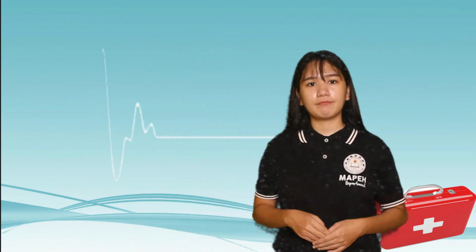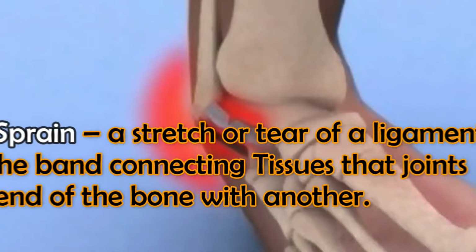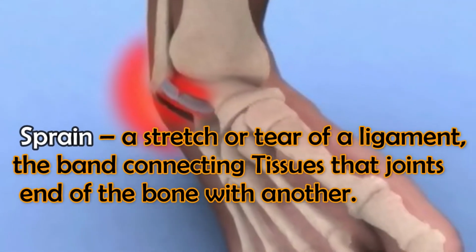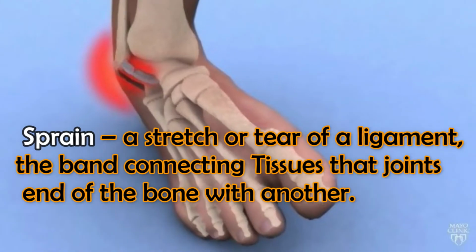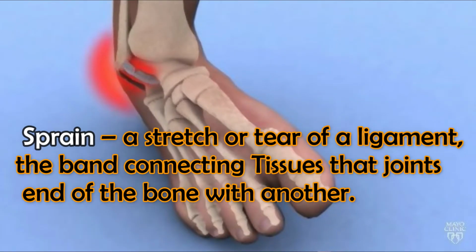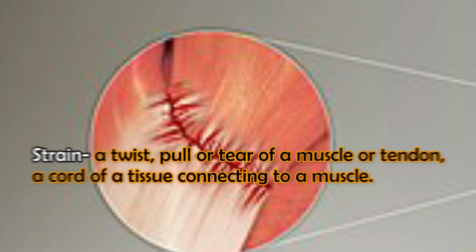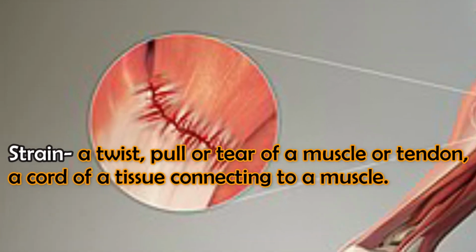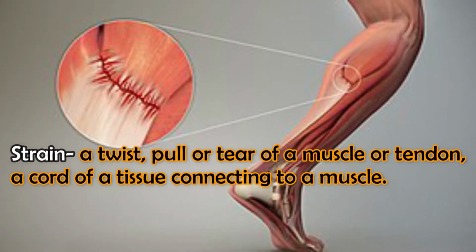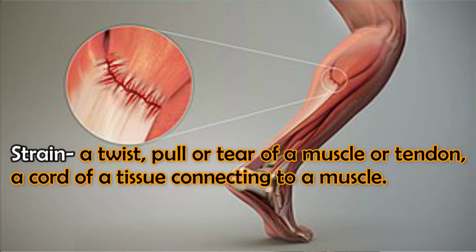These are the common injuries that one may experience when dancing. First one is sprain. Sprain is a stretch or tear of a ligament, the band that connects the tissues, the joints, end of the bone with another. The second one is strain. A twist, pull, or tear of a muscle or tendon. Tendon is a cord of the tissue connecting to a muscle.